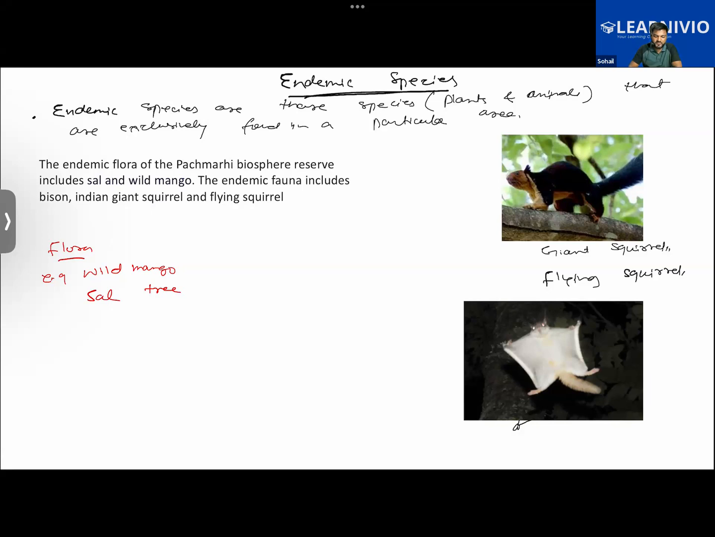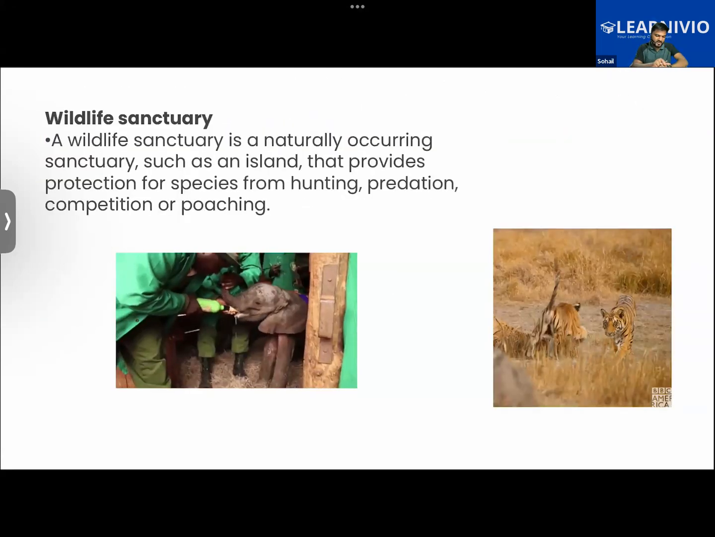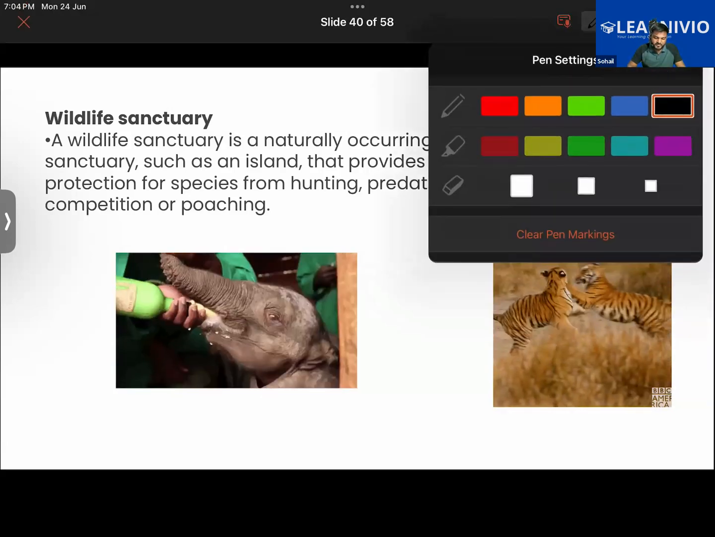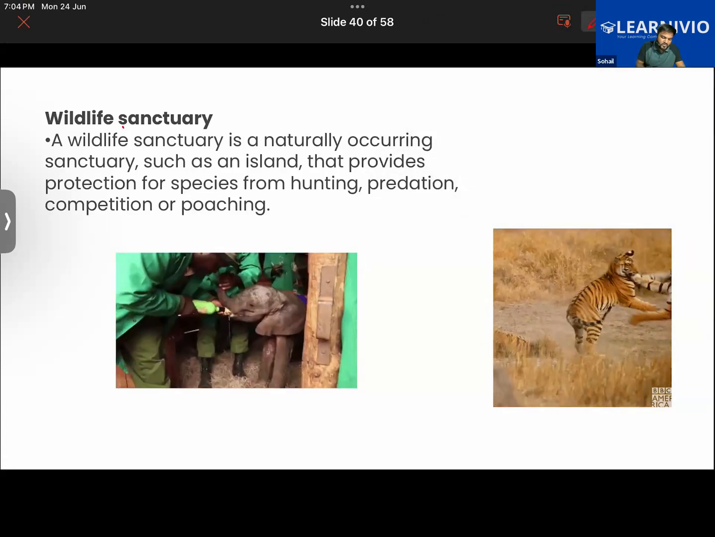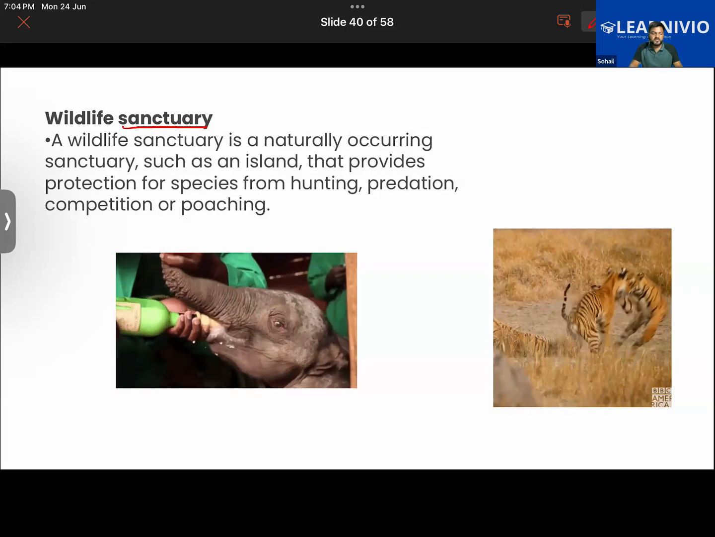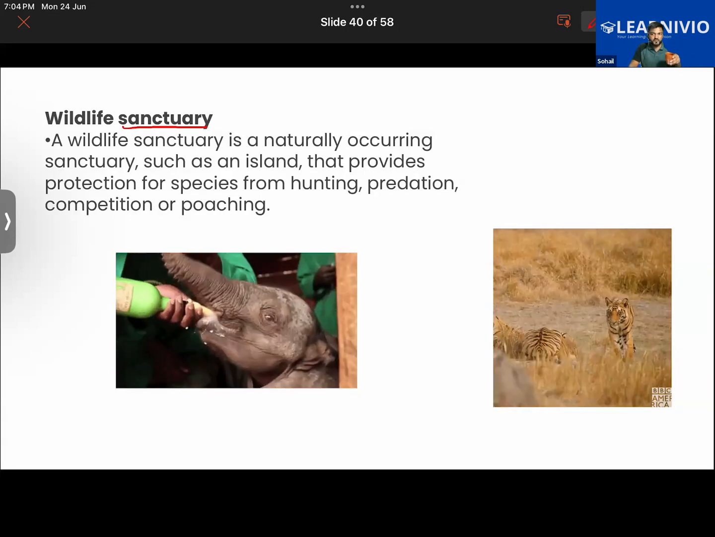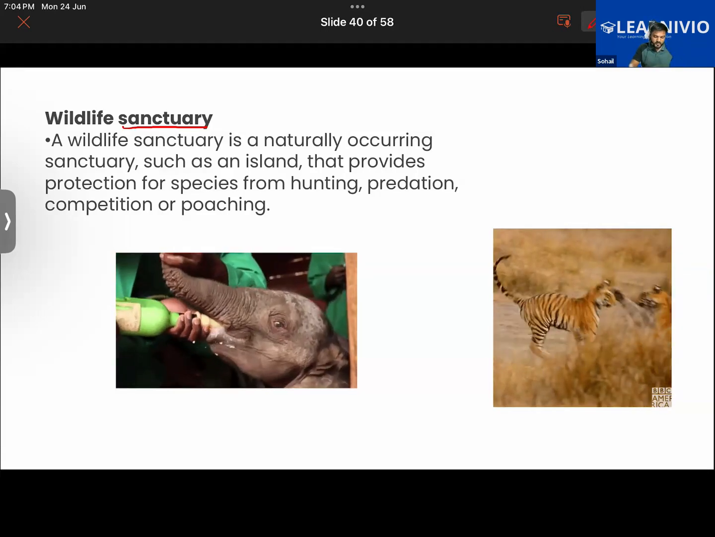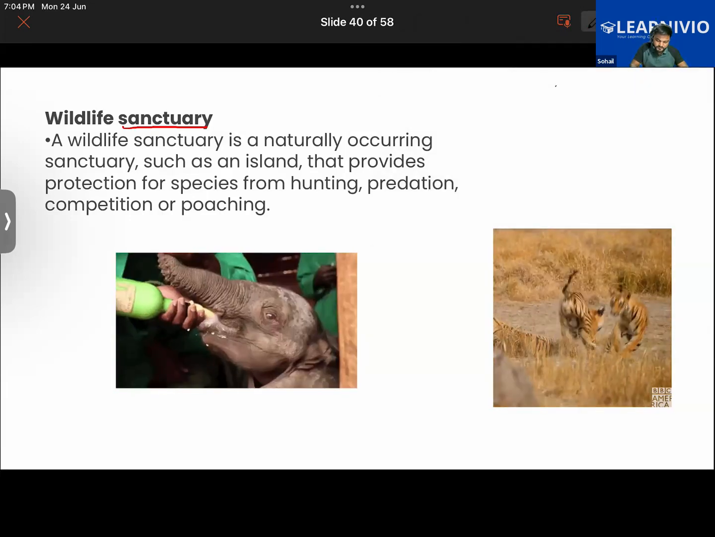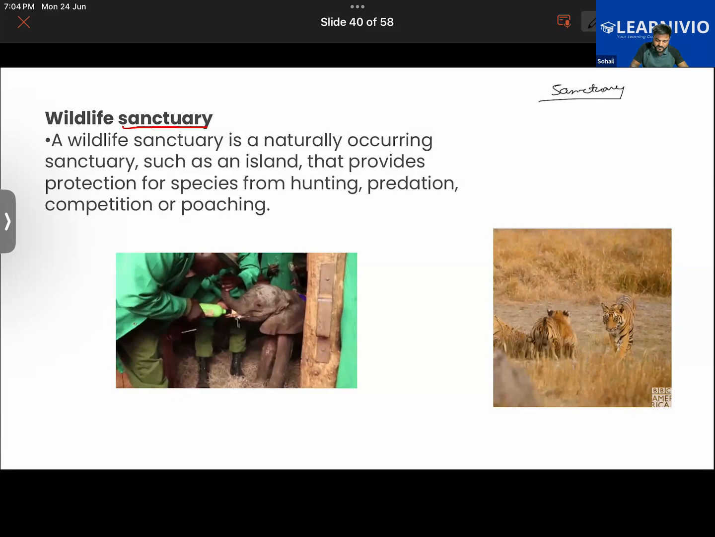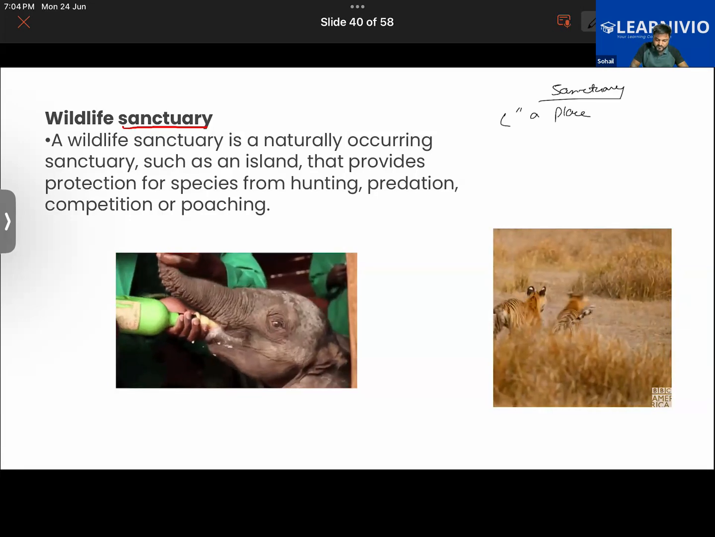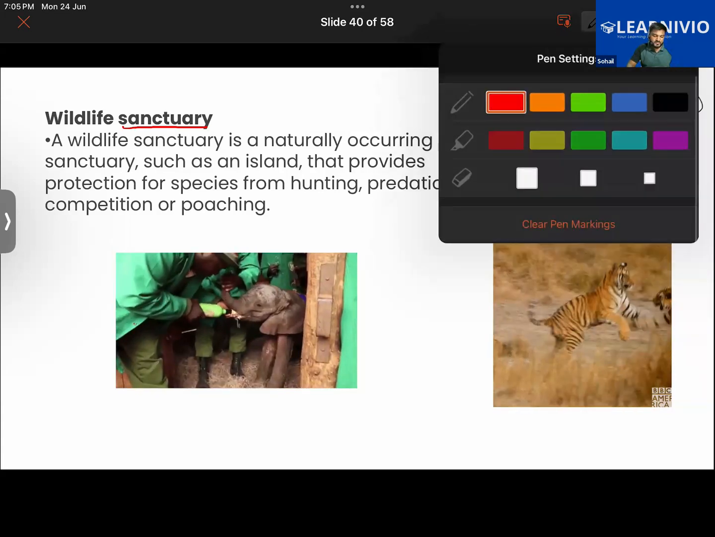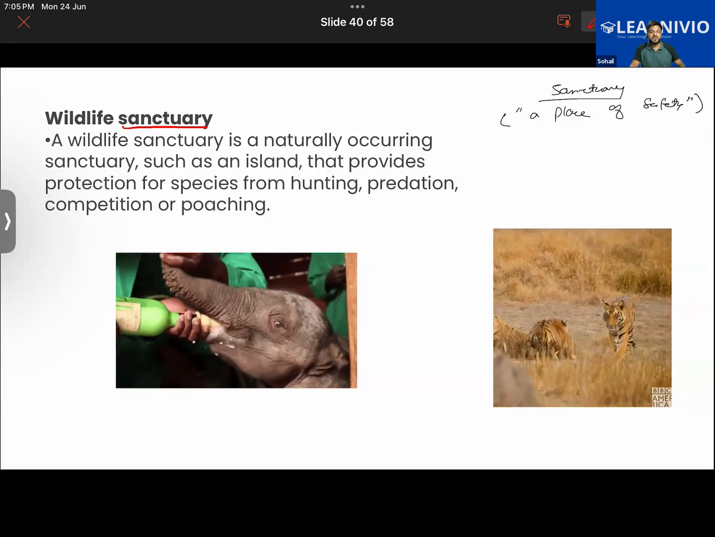Next we are going to learn about the wildlife sanctuary. I suppose we have time. Yes, we do have time. First of all, you need to understand what the term sanctuary means. Sanctuary basically refers to a place of safety. So since the term is wildlife sanctuary, it means the place where wild animals remain safe.